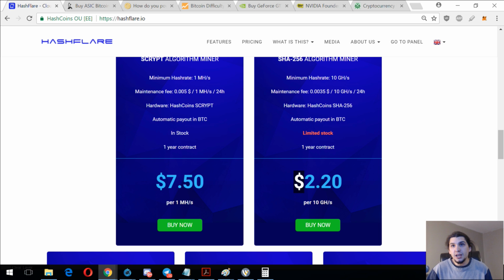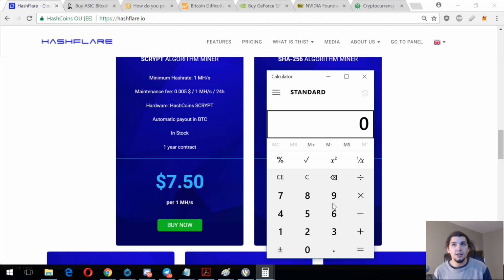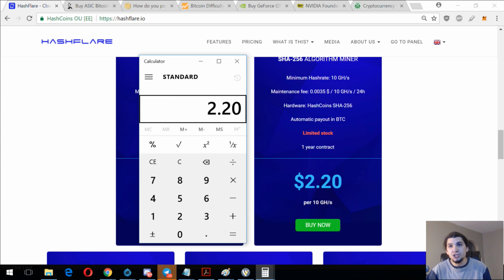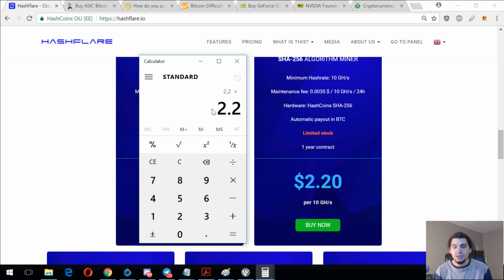So we have a price here, okay? $2.20 per 10 gigahashes, all right? So let's just extrapolate that to a terahash, okay? Because it's just a lot easier to talk in terahashes. So we're $2.20 per 10 gigahashes. If we multiplied by 10, it would be per 100 gigahashes, or multiplied by 100, and that would give us what it costs for 1,000 gigahashes, or 1 terahash. So times 100, so we're $220 per terahash, okay?